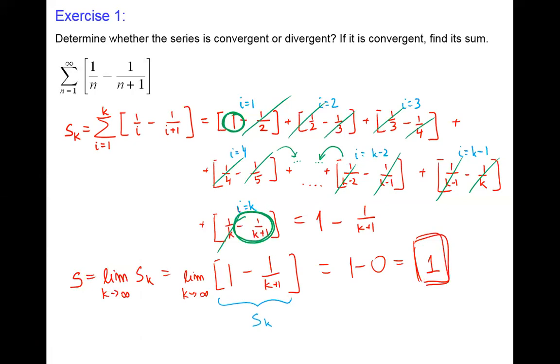This telescoping series is convergent to 1. Okay, that means this is a nice method of difference. I have one more comment before I start the next exercise.